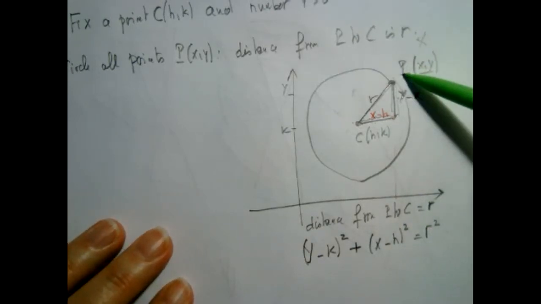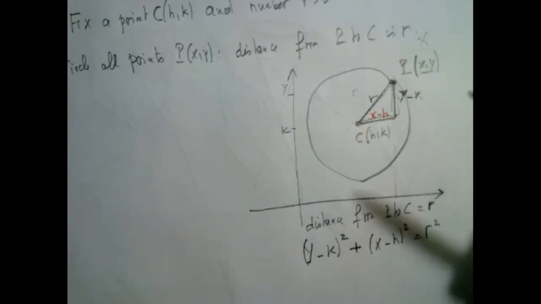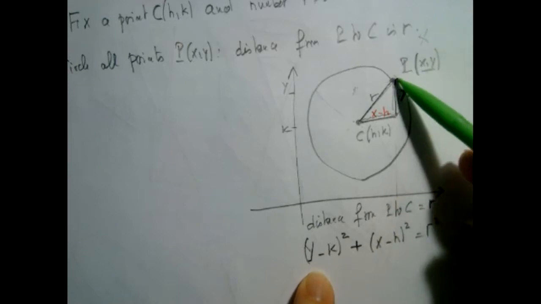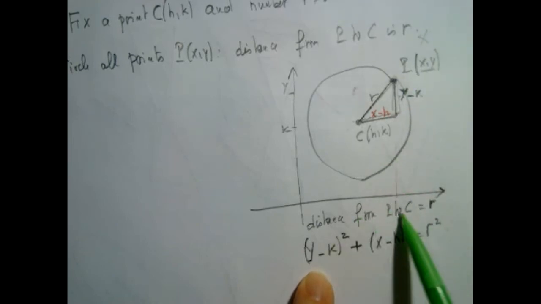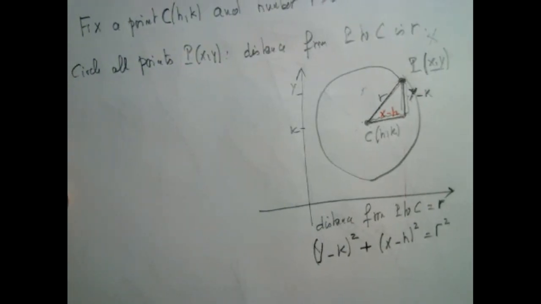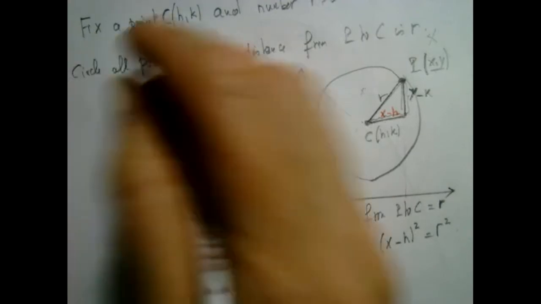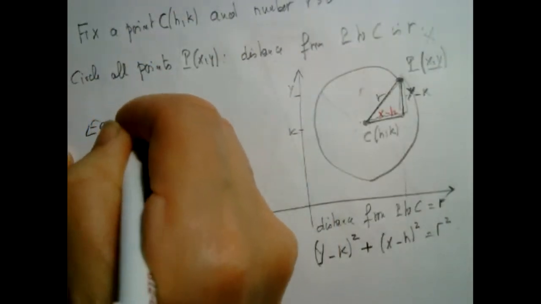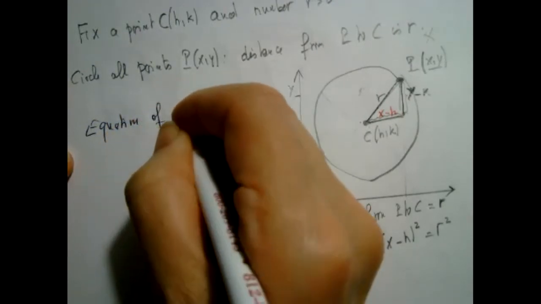So for any point on the circle, what's the relationship between the X and Y? The relationship between X and Y is given by this equation. Why? Because that point is on the circle. It means the distance from P to C is equal to R. So the equation of a circle now becomes the following. And it's very easy to derive. It's just the Pythagorean theorem.